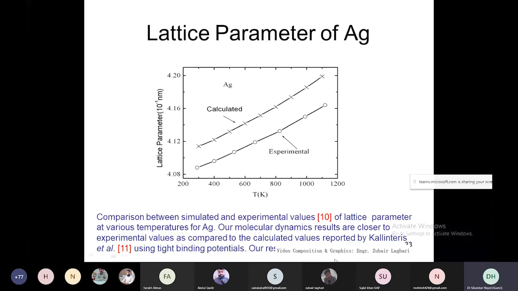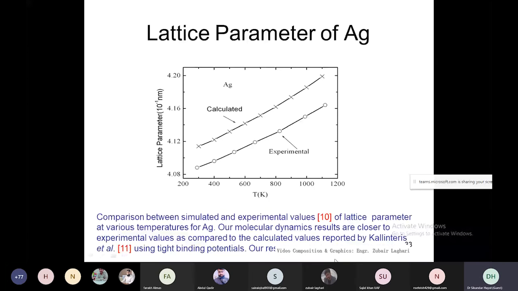Why are the experimental values a little bit low compared to the calculated values? The reason is that the calculated values here are for ideal crystals. On the other side, experimentally there are some defects available, and that's why the lattice parameter changes a little bit. However, the trends are the same. We can say that this is very near to the experimental ones.